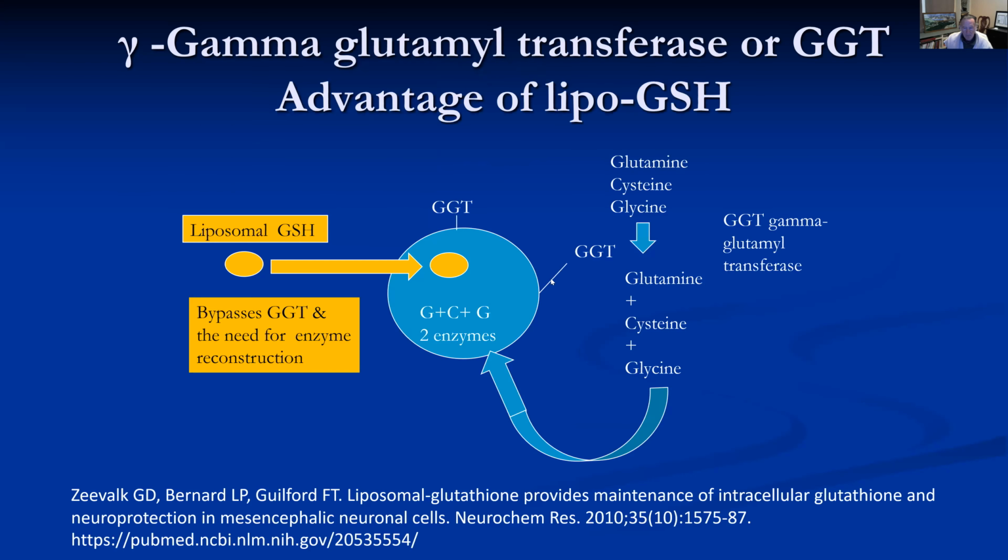As I mentioned, glutathione can be broken down by one enzyme known as gamma glutamyl transferase, or GGT. GGT breaks the molecule down into its component amino acids, which can then be incorporated inside the cell and reconstituted by the means of two enzymes back into the form of glutathione. The advantage of the liposome is that the liposome containing glutathione can be absorbed directly into cells, and then the lipid membrane stripped off, allowing plain glutathione to become available for the functions inside the cell.